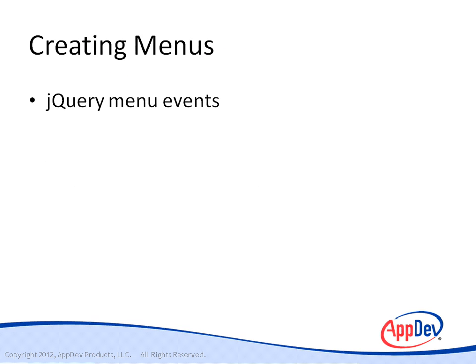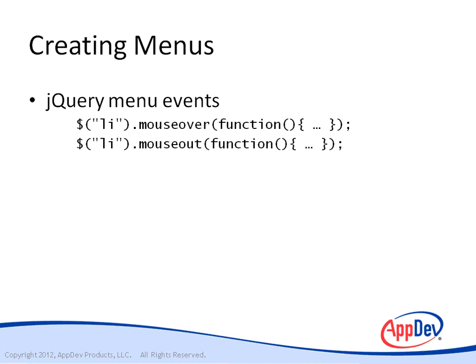When creating menus, we're going to be using some menu events, and menu events are really nothing more than just mouse events. So when the mouse hovers or rolls over a list item, we'll animate that item showing up or displaying or fading, whatever it might be depending on what you want your animation to look like. On mouse out, we'll remove that animation or do it in reverse. Again, this is very dependent on how you want your animations to look.